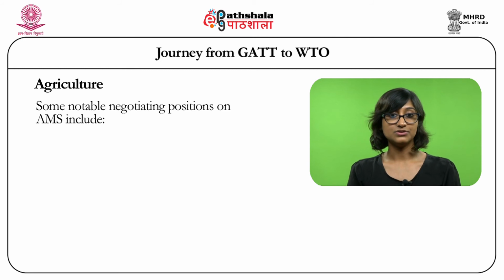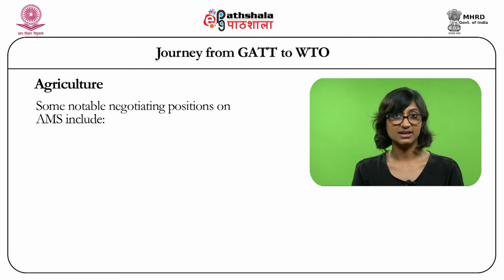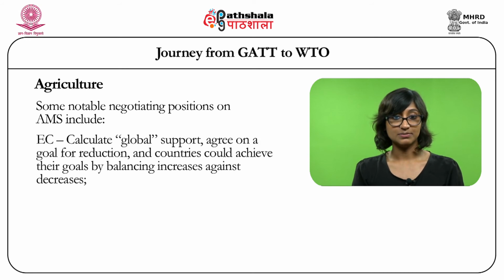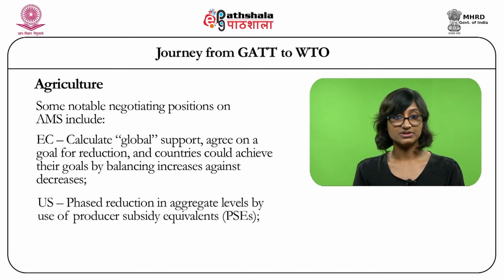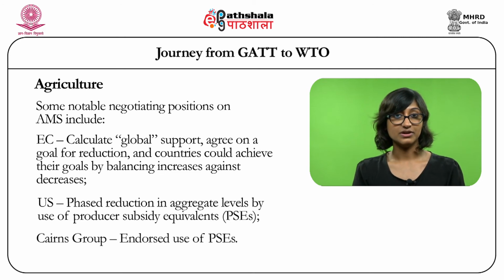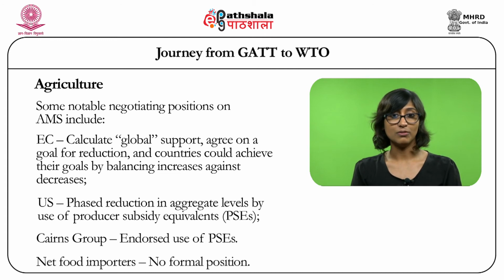Some notable negotiating positions on AMS include the following. The EC proposed that global support had to be calculated, a goal for reduction had to be agreed upon, and countries could achieve their goals by balancing increases against decreases. The US proposed a phased reduction in aggregate levels by use of producer subsidy equivalents or PSEs. The Cairns Group endorsed the use of PSEs, and net food importers took no formal position.